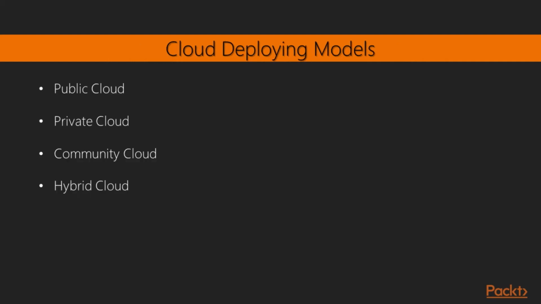There are 4 cloud deployment models, each addressing specific requirements. Public cloud. This cloud infrastructure is available to the general public. Private cloud. This cloud infrastructure is operated for and by a single organization. Community cloud. This cloud infrastructure is shared by a specific community that has shared concerns. Hybrid cloud. This cloud infrastructure is a composition of two or more cloud models.